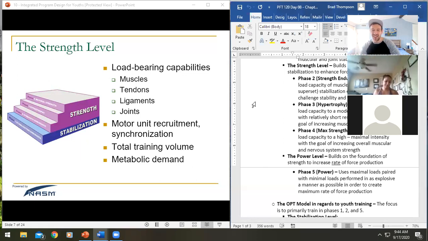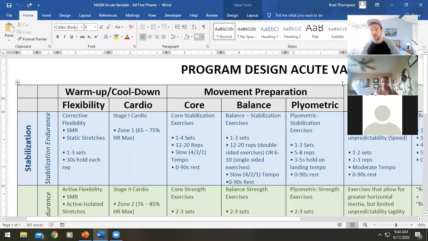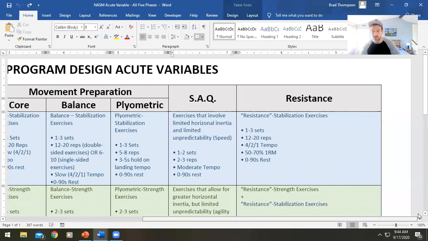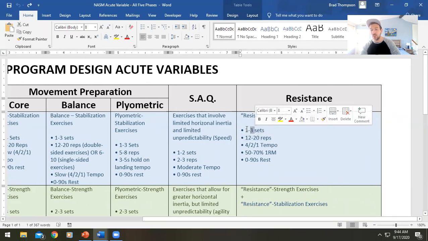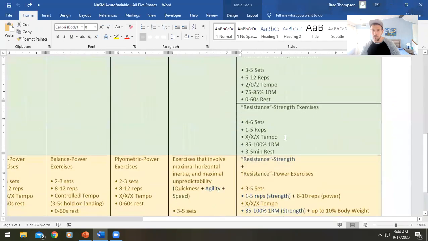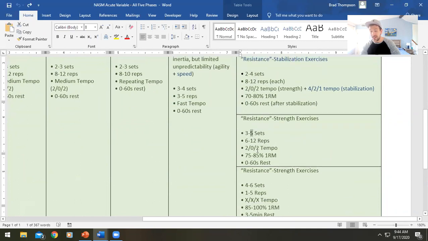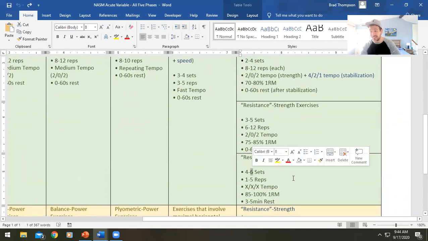So the other thing about the strength level is that it is going to super increase your total training volume. When I say total training volume, what I mean is I am multiplying your sets times your reps. So if we look at the volume, you're doing 3 sets total here, but then you go down here, you're doing 4 sets. You go down here, you're doing 5 sets. You go down here, you're doing up to 6 sets. That total volume is going up like crazy.